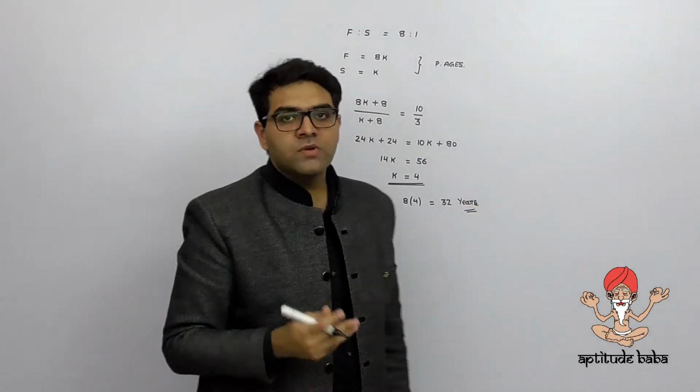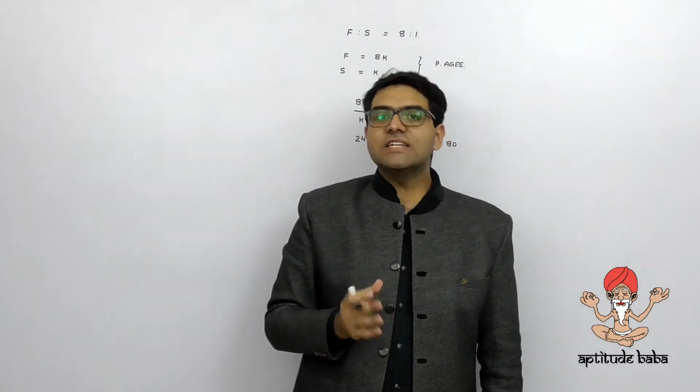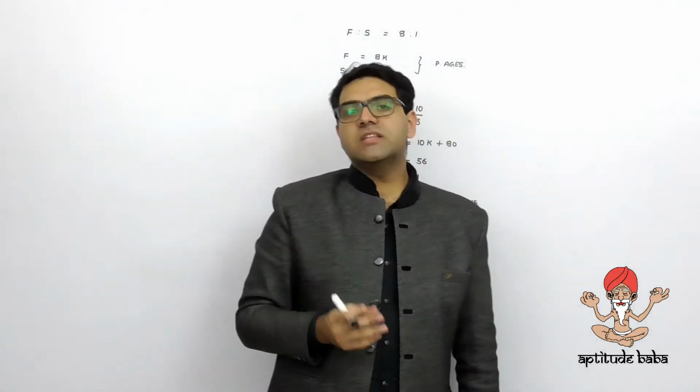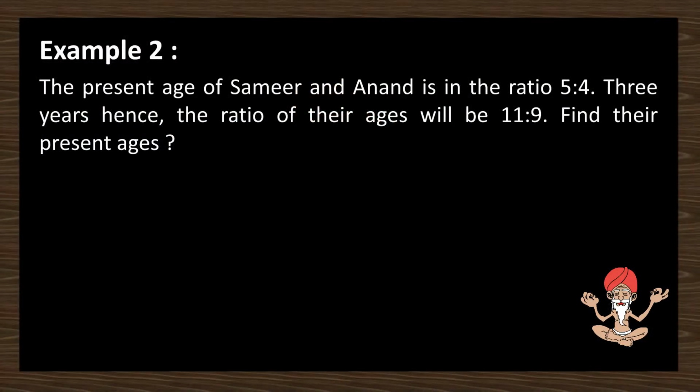Hopefully, we all are following this question. Let us increase the level of difficulty by taking the next example. The present age of Sameer and Anand is in ratio 5:4. 3 years hence, the ratio of their ages will be 11:9. Find their present ages. Now this question is pretty similar to the example that we have just discussed.